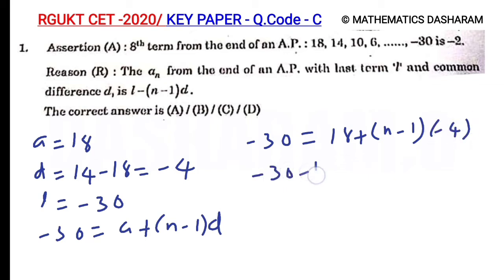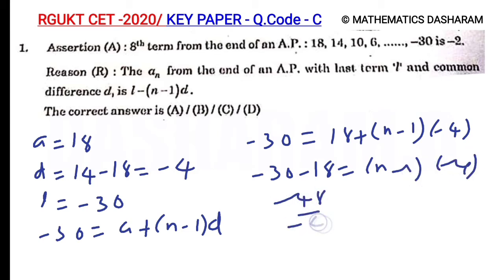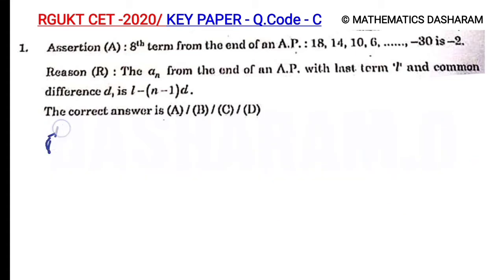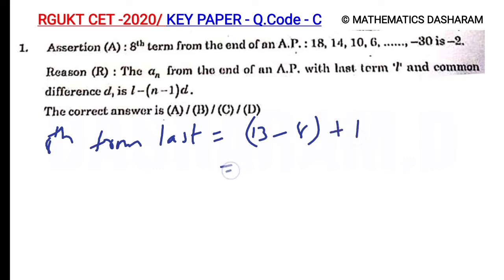So, minus 30 minus 18 equals (n minus 1) into minus 4. So, minus 48 by minus 4 equals n minus 1. Minus minus cancel, 4 twelves are 48, so n equals 13. Then the eighth term from the last will be, out of the total number of terms, how many? 13 terms, minus 8 plus 1. So 13 minus 8 is 5, 5 plus 1 is the sixth term.